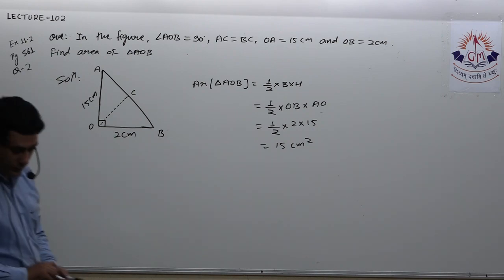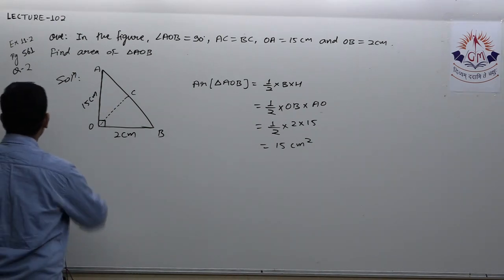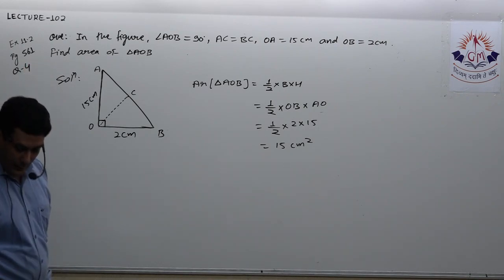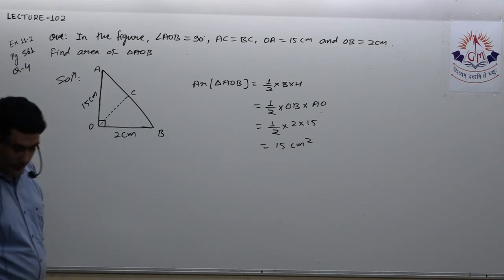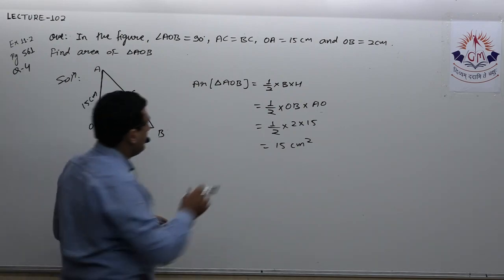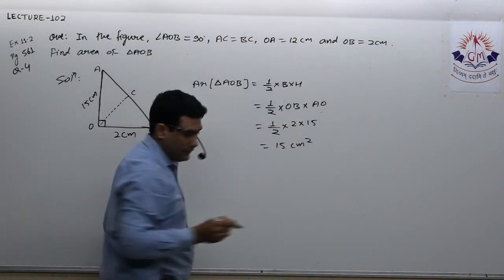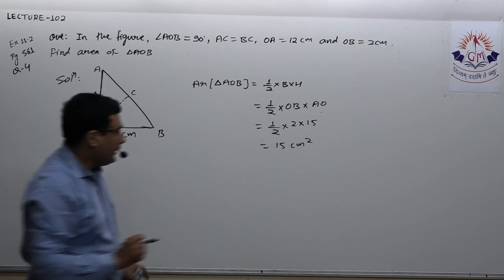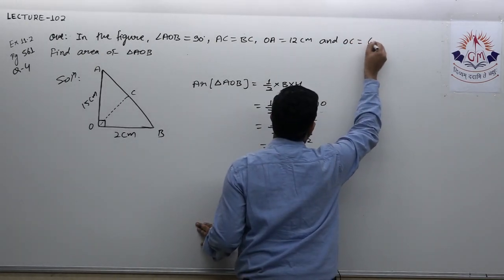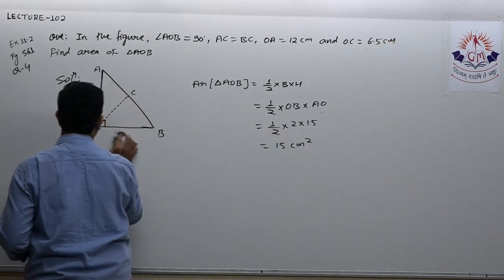Now we'll see question number 4, which is almost similar to this. It is given in the figure angle OAB is 90 degree, AC is equal to BC, OA is equal to 12 centimeter, and OC is equal to 6.5 centimeter. Then you have to find the area of the triangle.